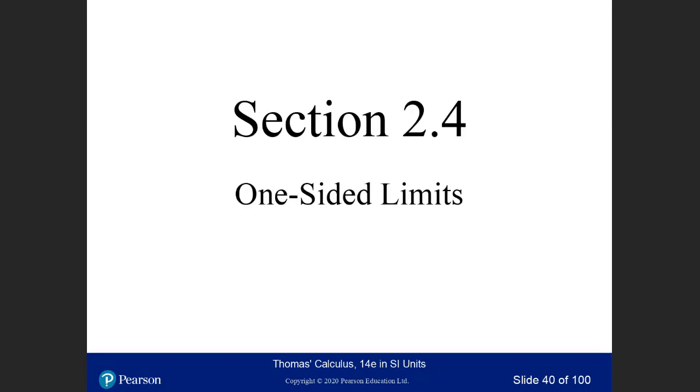Let's continue. Okay, so we'll give a break at section 2.4, one-sided limits. I will later on record the remaining part of chapter 2 and try to finish chapter 2.